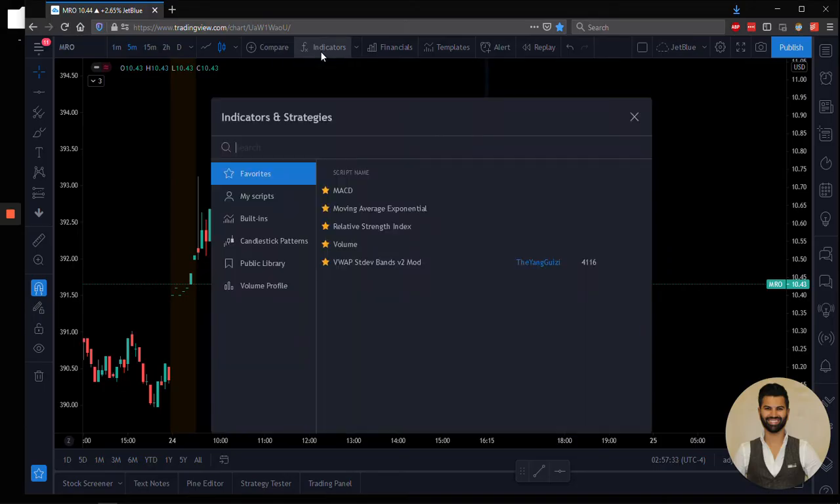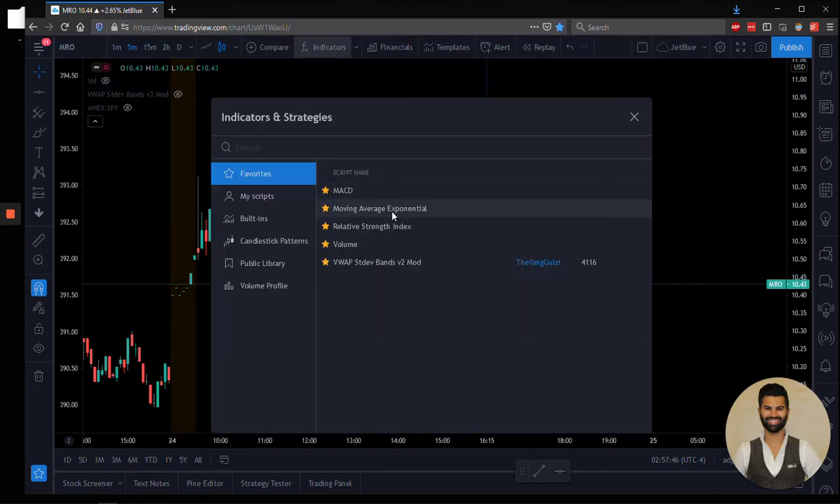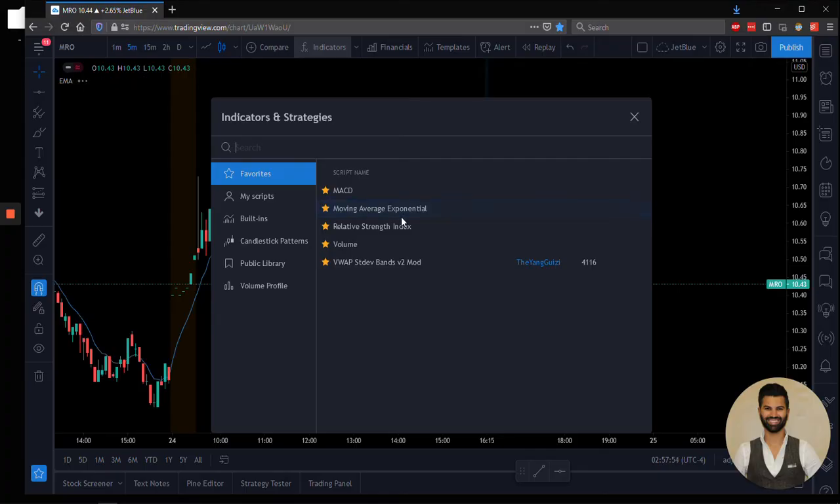So you want to go to indicators. These are all the indicators I use. You want to click on moving average exponential. You could type that in and this will pop up. I want you to click on this. Let me show you. Indicators. Click on this 3 times. Let me move this out of the way so it's not confusing. All right. 1, 2, 3.